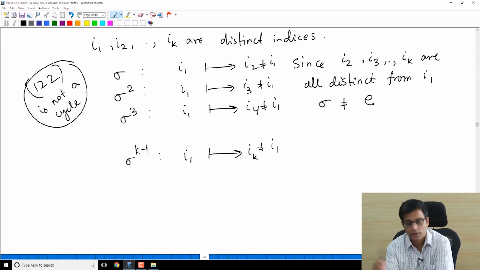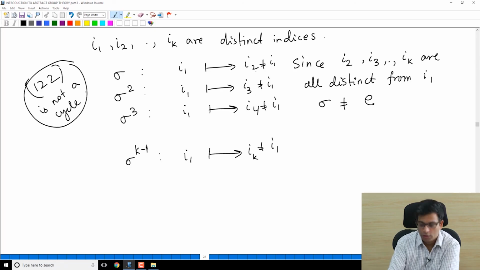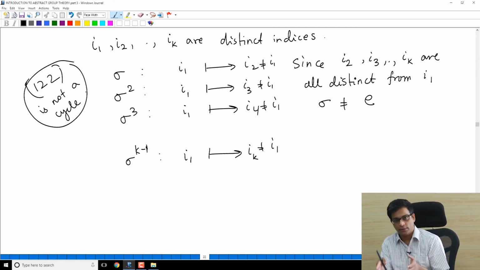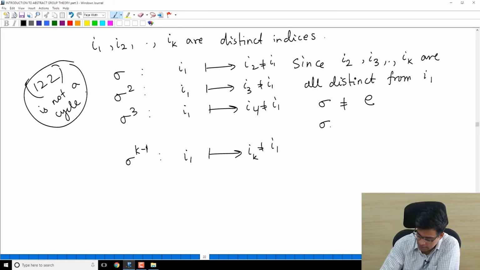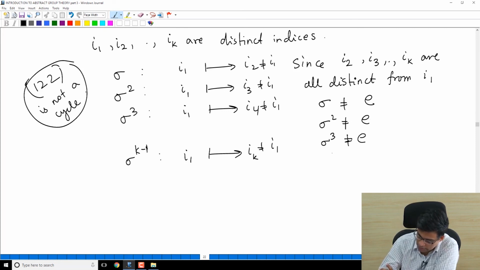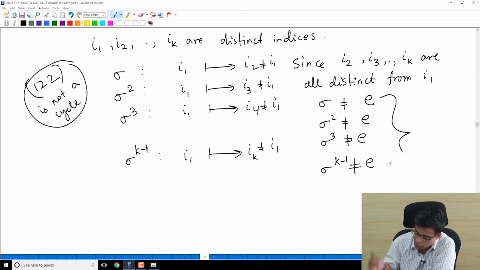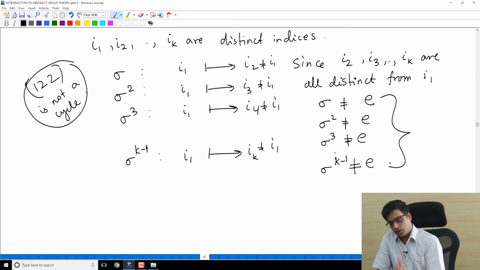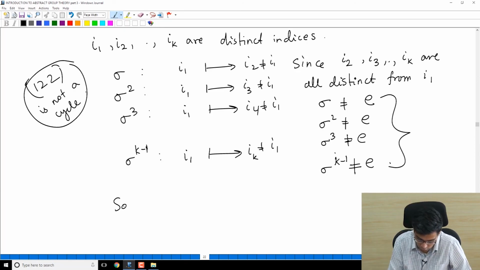I don't care about what it does to other elements. It sends I1 to I2. So identity element is supposed to send I1 to I1, right? But sigma sends I1 to I2, so sigma can't be E. Sigma squared sends I1 to I3, so it can't also be E, right? Because I3 is different from I1 and an identity element sends I1 to I1. Similarly, sigma cubed can't be E, and finally sigma k minus 1 can't be E. So sigma is not E, sigma squared is not E, sigma cubed is not E, sigma k minus 1 is not E.